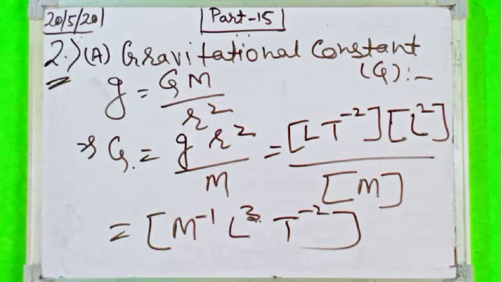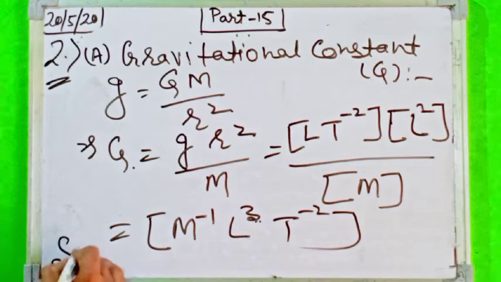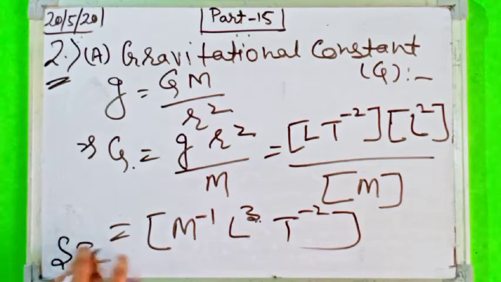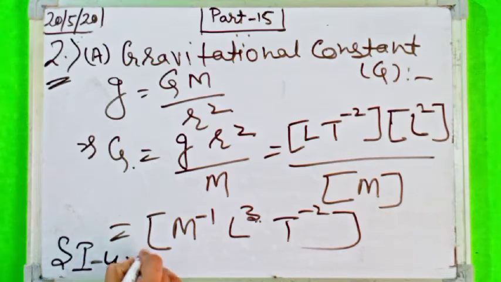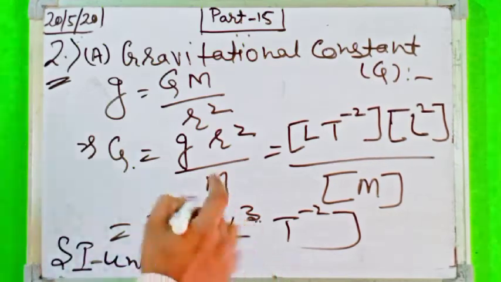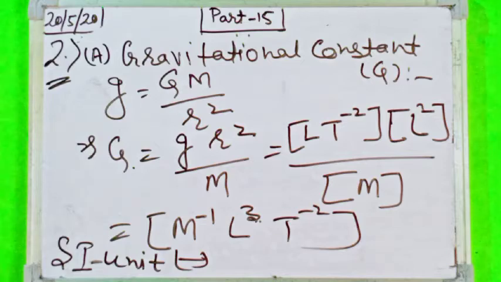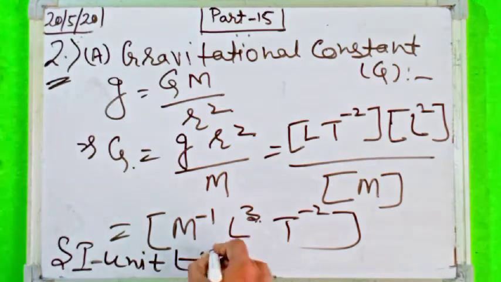Now you can write the SI unit also. The SI unit for this is meter cube per kg second square.